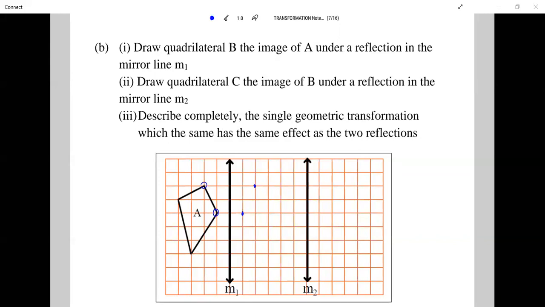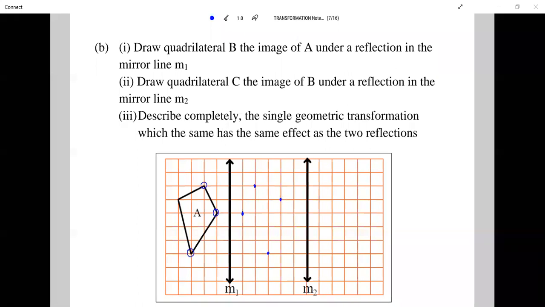This vertex here is 3 units from the mirror line. Its image is going to be 3 units from the mirror line, but on the other side. This vertex is 1, 2, 3, 4 units from the mirror line. Its image is also 4 units from the mirror line, but on the other side. 1, 2, 3, 4.